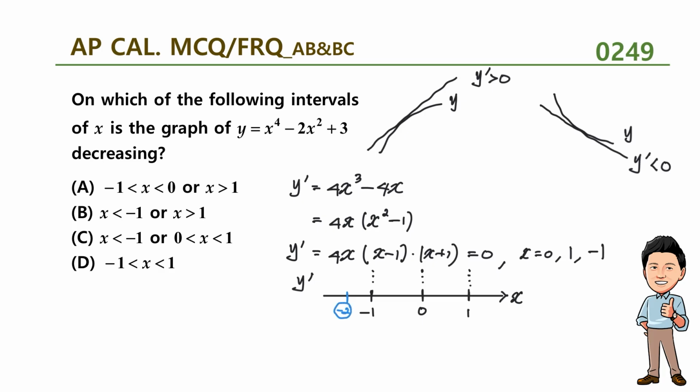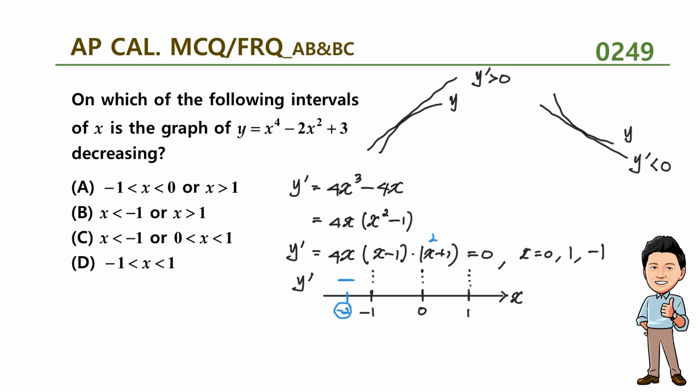If x is negative 2, substitute into the factored form here. Negative 2 is negative, negative 2 minus 1 is negative 3, and negative 2 plus 1 is negative. When 3 negatives are multiplied together, the result is negative. So this interval is negative. Does that make sense?